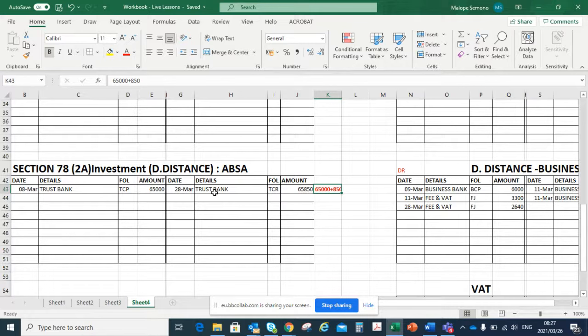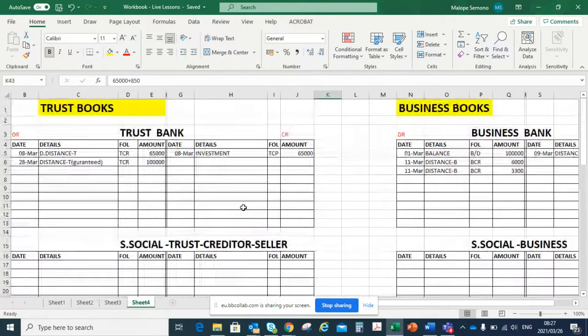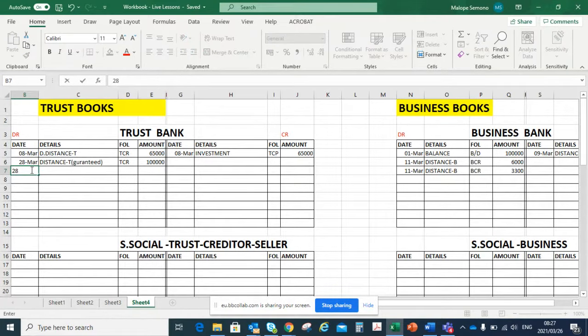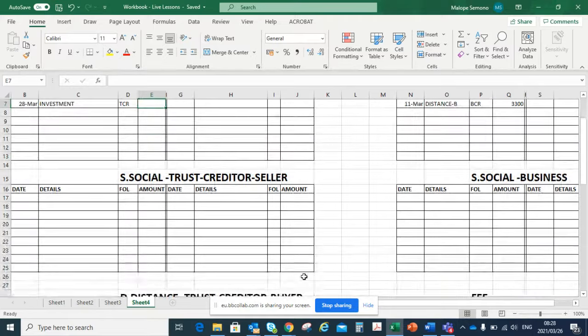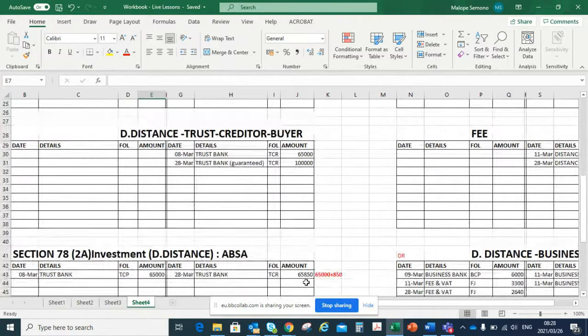So at the same time, I must go and take it to the trust bank account. Remember, I'm getting it back now. So trust bank account on the 28th. So this money is for, remember, this is from the investment. I'm just going to call it investment. Okay. Trust cash receipt. And how much was it, by the way? And the amount was 65850.